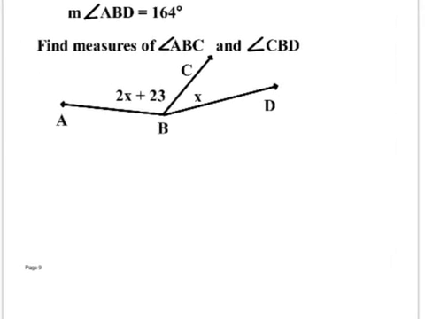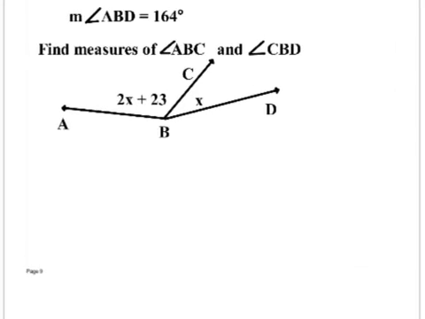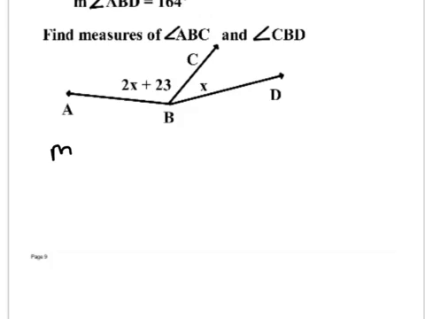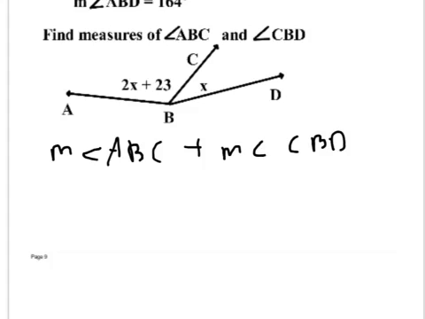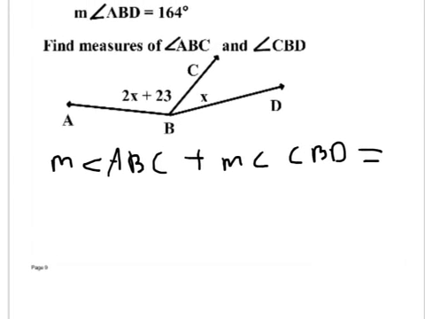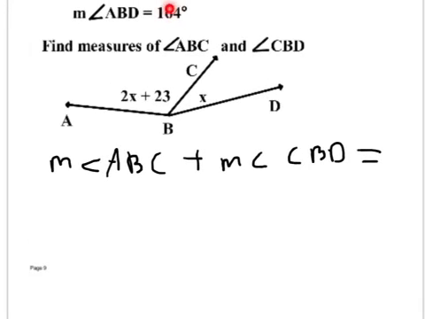This is what some of your homework you're going to see today. They give you two angles, and they don't tell you what either angle is. You're going to have to find the measures of them. So we need to find the measures of angle ABC and CBD. Now the measure of angle ABC plus the measure of angle CBD is equal to what? 164, right? Up here, 164.